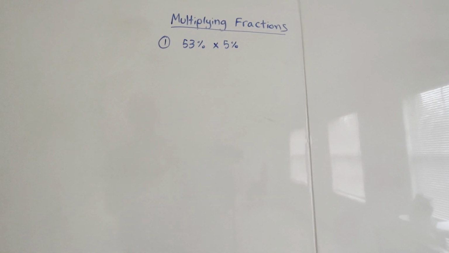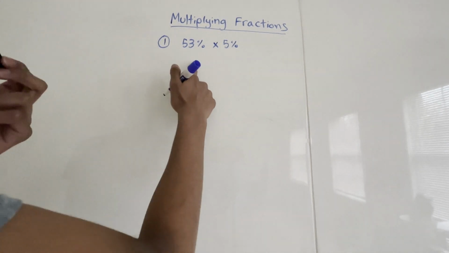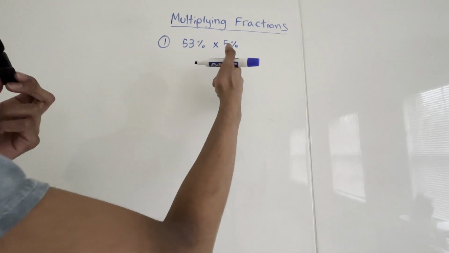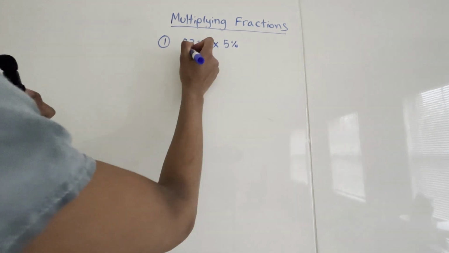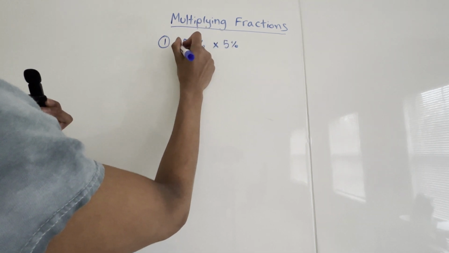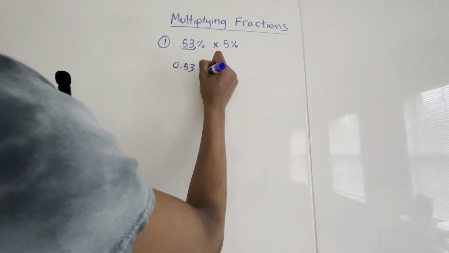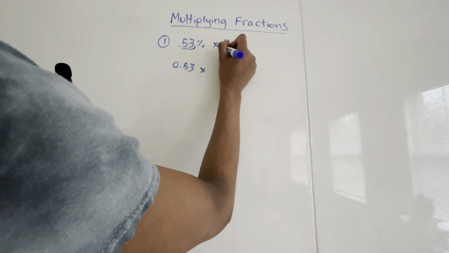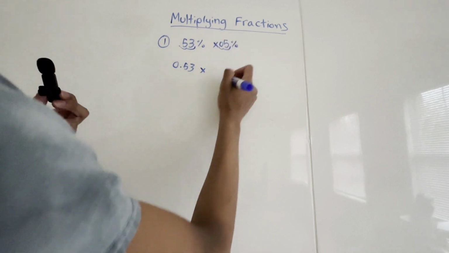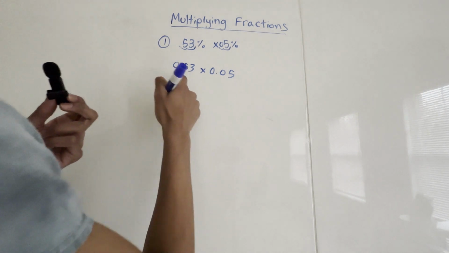All right, guys, now we're going to be multiplying fractions, and this is actually a lot tougher than just adding or subtracting fractions, so follow along. So first, what we're going to do is convert these two into their decimal form. So 53, we add the dot here, 53 would be turned into 0.53 times, we add the dot here, move it twice, 0.05. So 0.05. And now we're going to multiply these two.